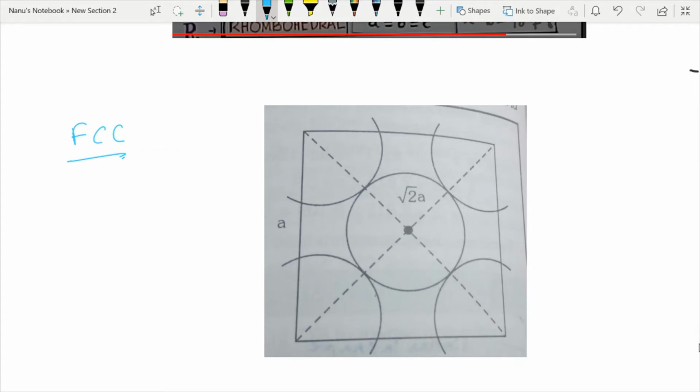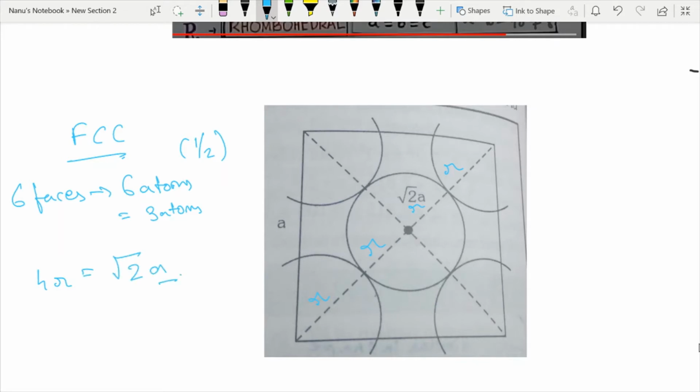And we know, as I had already said, that in FCC there are 6 faces, and each of these faces has atoms which contribute a total of 3 atoms, because face atoms contribute half, right? So one of the faces I'm showing over here has an atom, and suppose R is the radius of this atom: R, R, R and R. So in total there are 4 R's. And when you look at this lattice, this is your diagonal, and the diagonal we know is equal to root 2 of A, where A is the edge length, right? So this is how it comes.